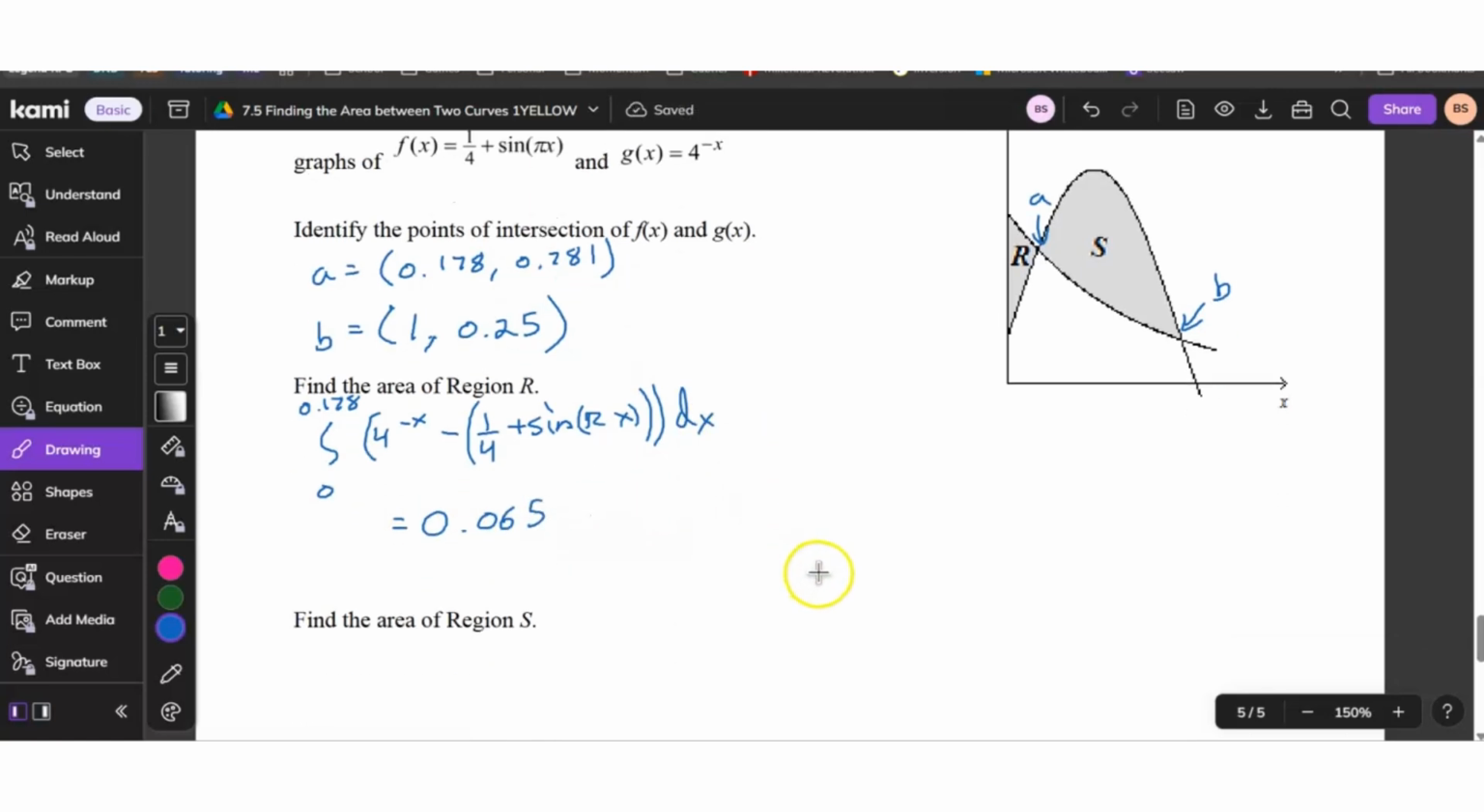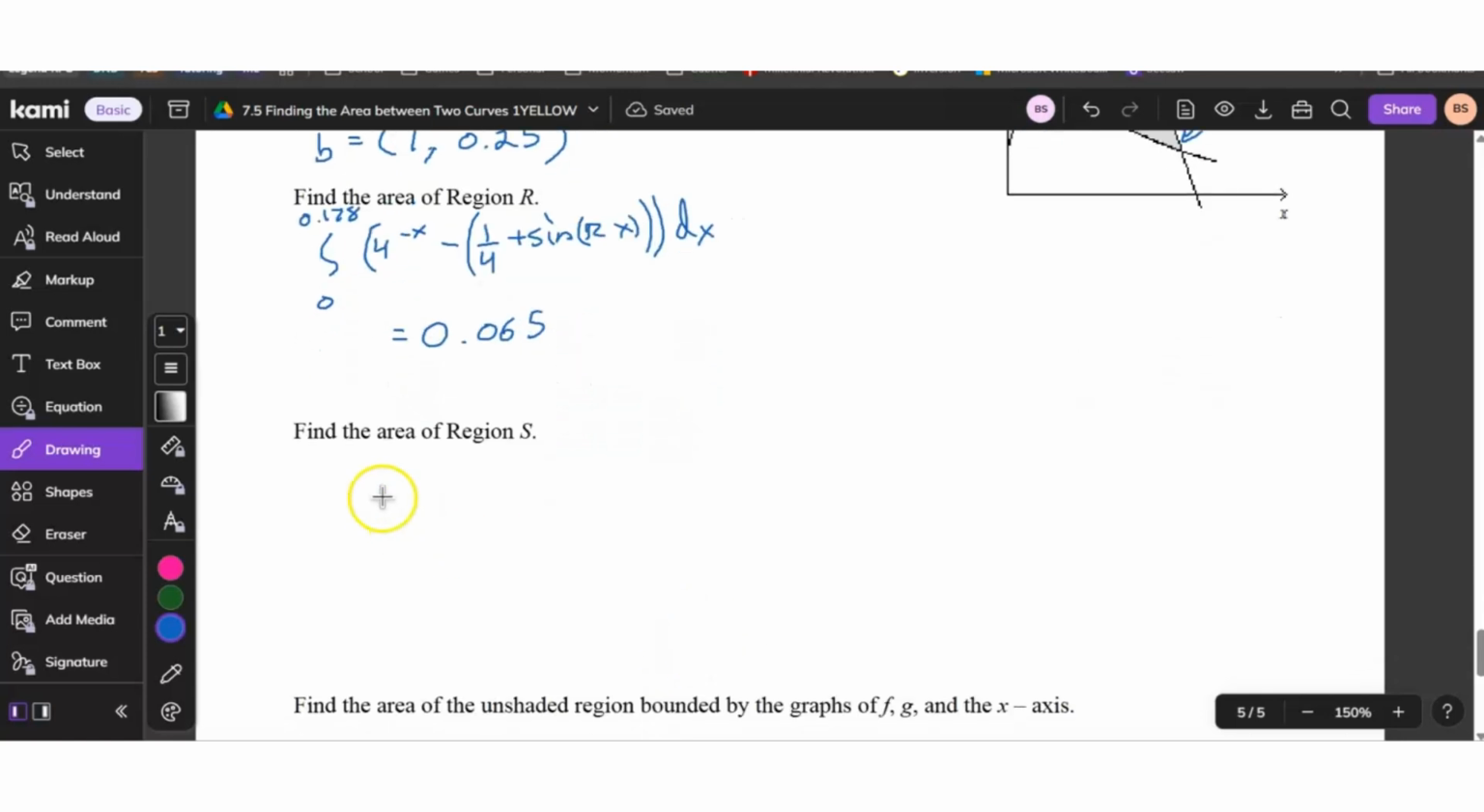So that's R. Then we're going to find S. What do you notice about S? They flip. Now f of x is on top and g of x is on the bottom. So we're also going to need to change the bounds. It's going to be from 0.178 to, I think, 1. Yeah, to 1. And we got to switch them around. So it's going to be 1/4 plus sine pi x minus 4 to the negative x dx.